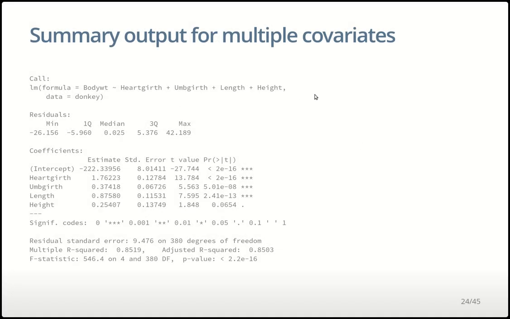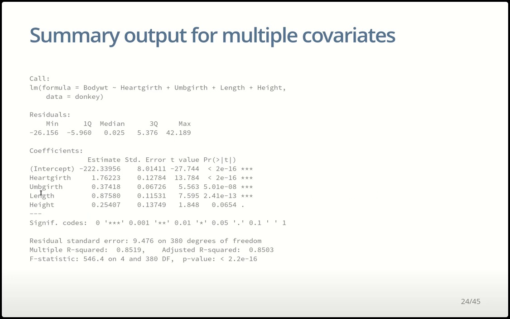What about when we add more things in? So here we've got a model with heart girth, umbilical girth, length, and height. Then we just get extra rows in the summary output, and again the coefficient of heart girth has changed a little bit. The coefficient of umbilical girth has again changed a little bit, and we've got length and height, and that's just because all these things are correlated, right?